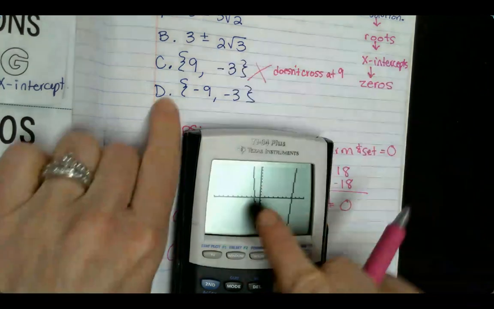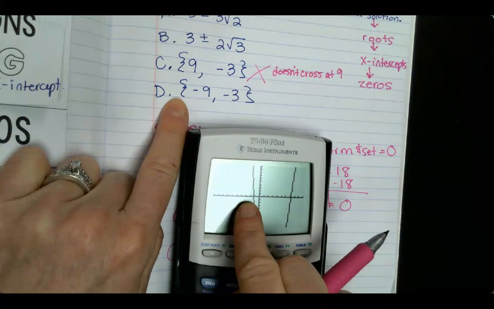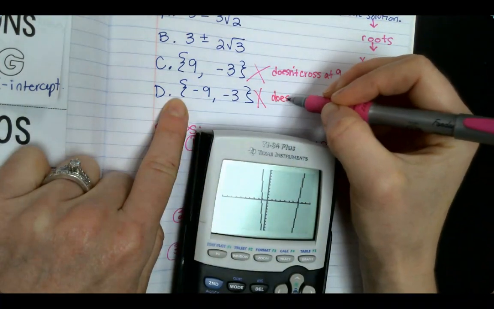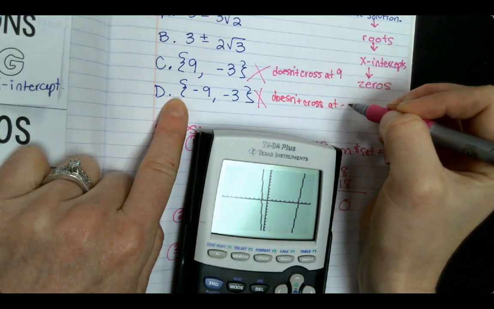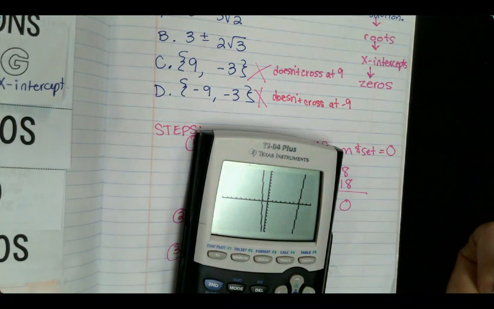Okay, does it cross at -9 or -3? No. So we can write that. Doesn't cross at -9 or -3, really, but as long as one of them is wrong, we can eliminate the whole thing.